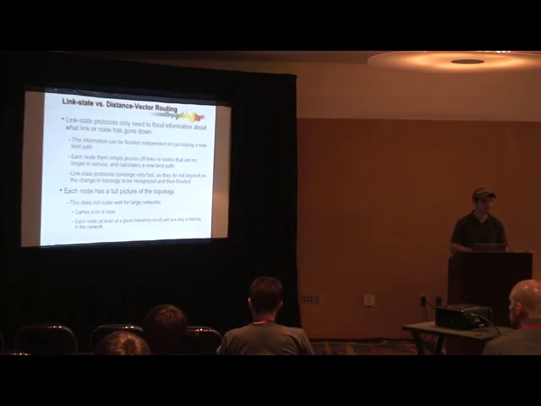So link state versus distance vector, what's the difference? Well, link state protocols only need to flood information about what link or node has gone down. So it's very fast. The flooding can be independent of calculating the best path. Each node simply prunes off links that are no longer in service or adds new links that suddenly are in service and then calculates a new best path. And they converge very quickly because they don't depend on a change of topology to be recognized before they flood. So it floods very quickly, and then each router simultaneously calculates the new topology.